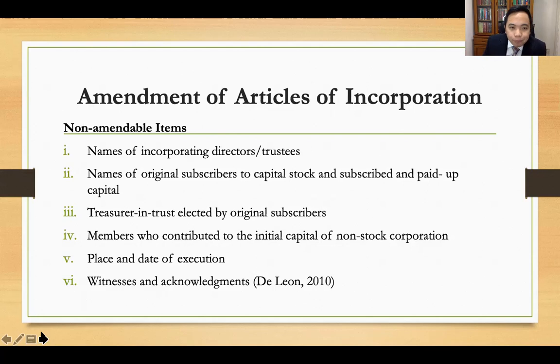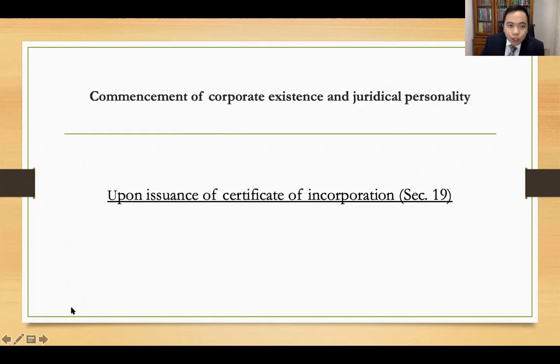an incorporator. Okay. The names of original subscribers, etc., the TIT or the treasurer in trust elected by original subscribers, etc., the place and date of execution, the witnesses. So these are the matters which may not be amended or changed in the articles of incorporation.